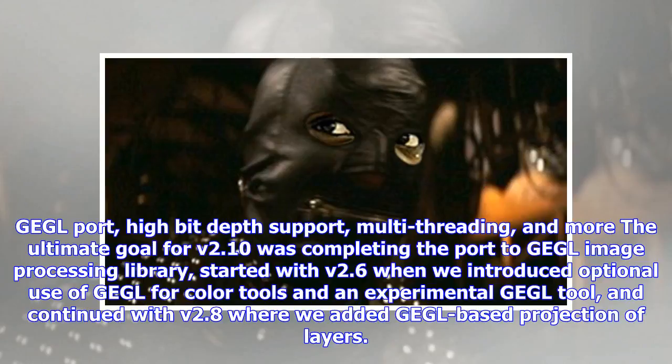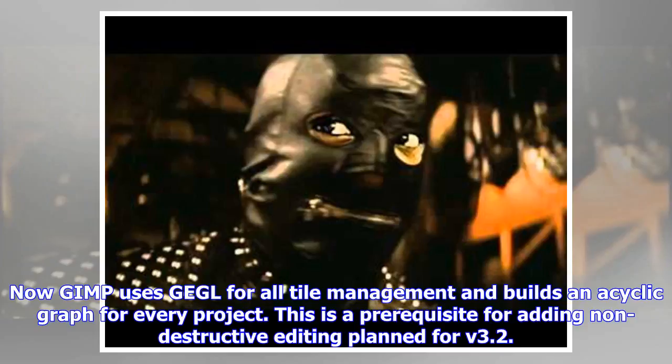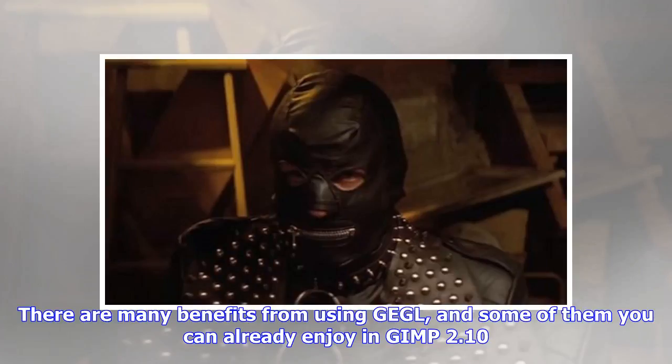The ultimate goal for v2.10 was completing the port to the GEGL image processing library. Started with v2.6 when we introduced optional use of GEGL for color tools and an experimental GEGL tool, and continued with v2.8 where we added GEGL-based projection of layers. Now GIMP uses GEGL for all tile management and builds an acyclic graph for every project. This is a prerequisite for adding non-destructive editing planned for v3.2. There are many benefits from using GEGL, and some of them you can already enjoy in GIMP 2.10.